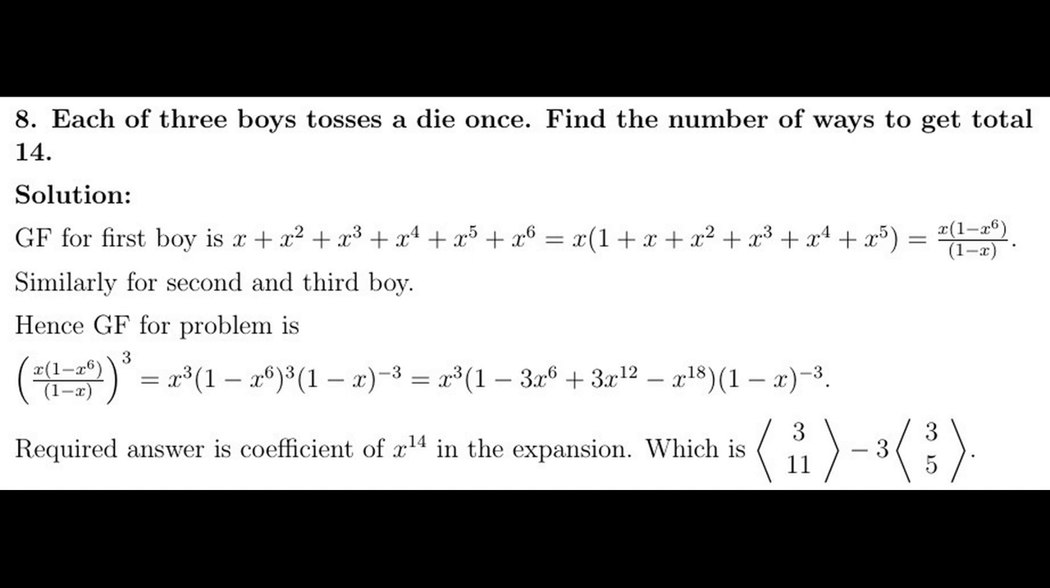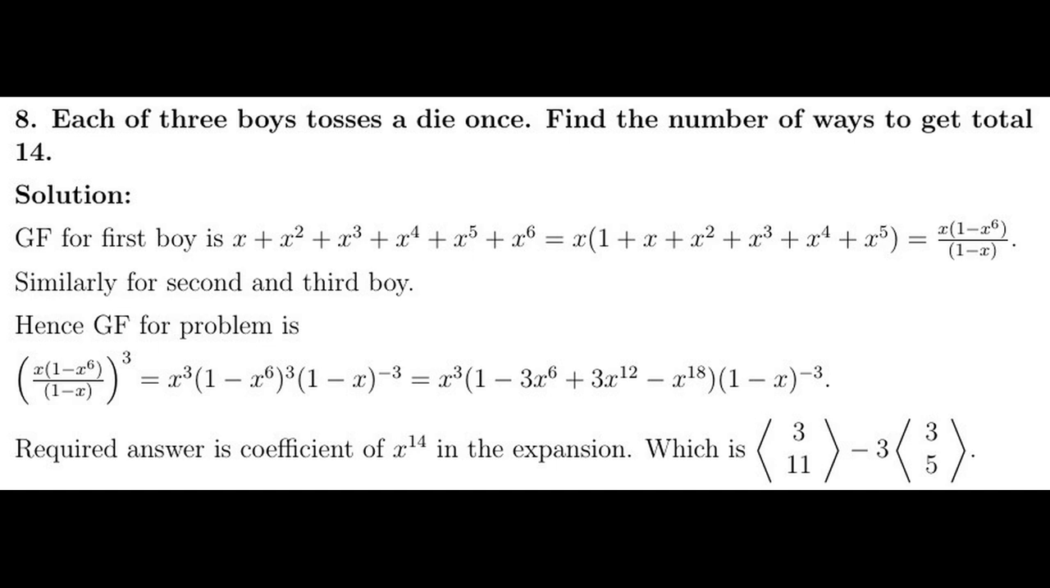And if we happen to select x raised to 6 from this big bracket, so the coefficient of x raised to 6 is minus 3, and we have to look at coefficient of x raised to 5 in the expansion of 1 minus x bracket raised to minus 3, which is 3 elbow 5. Therefore, the required coefficient of x raised to 14 is 3 elbow 11 minus 3 times 3 elbow 5.